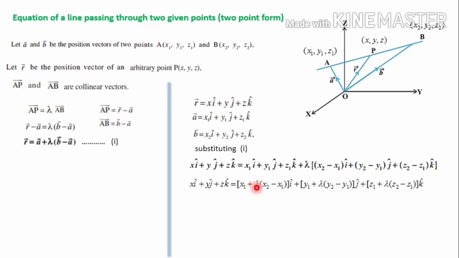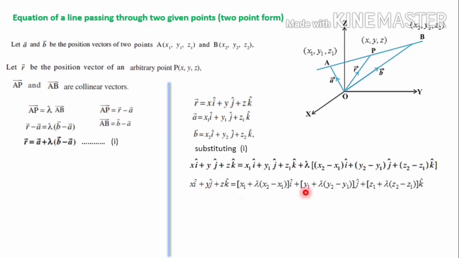So (x1 + lambda (x2 - x1)) i cap, plus here also there is y1 along with j cap, and here lambda into (y2 - y1) along with j cap. So (y1 + lambda (y2 - y1)) j cap, plus the same in the case of z. Here there is z1 and here there is lambda into (z2 - z1). So (z1 + lambda (z2 - z1)) k cap.